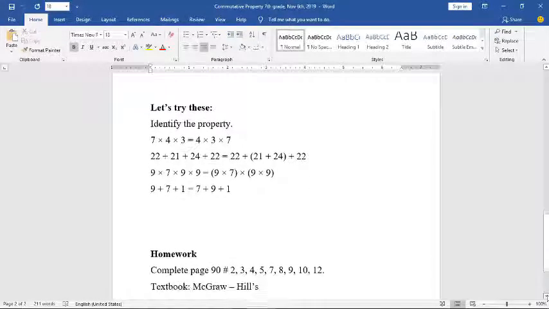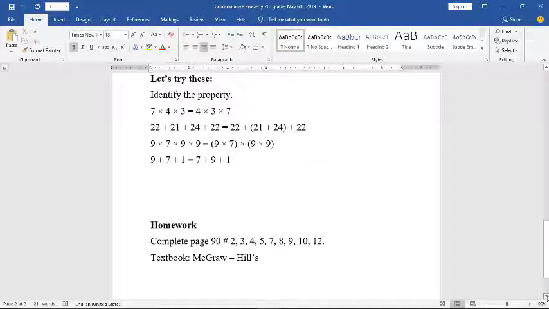Let us try this to see if you understand well. Identify the property. We have 4 problems, and we need to identify the property. Let's see here. I have 7 times 4 times 3 equals 4 times 3 times 7. Which property is this? It's the commutative property of multiplication. Yes, it is.